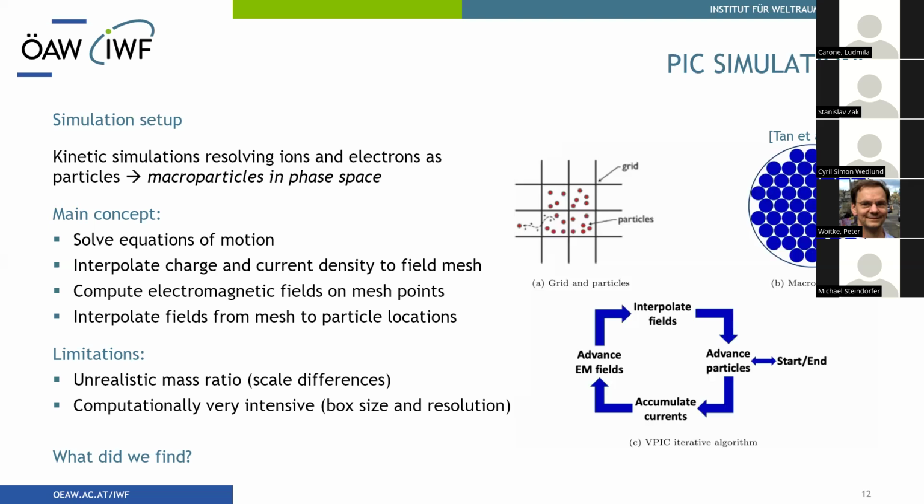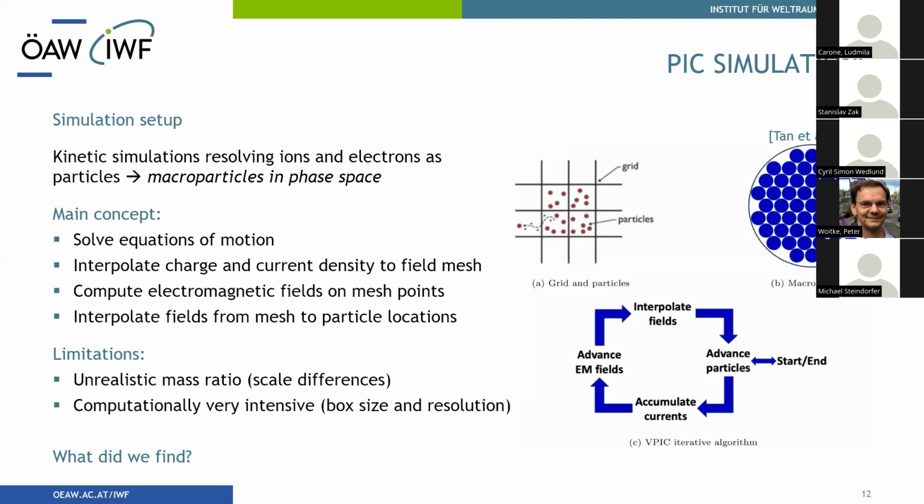So the box size and the resolution are often not bad, but very unrealistic. And also, one point that is strongly influencing them is the mass ratio. This very large mass ratio of electrons and ions would lead to an extremely large box size because the effects would act on different scales simultaneously.